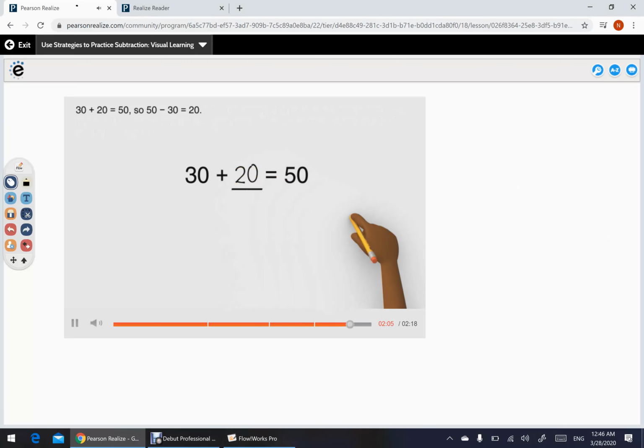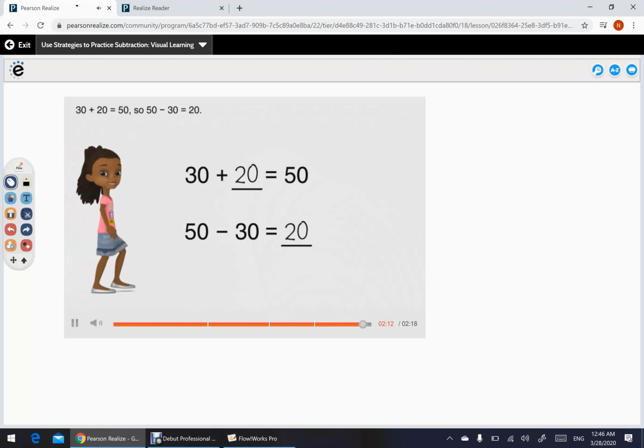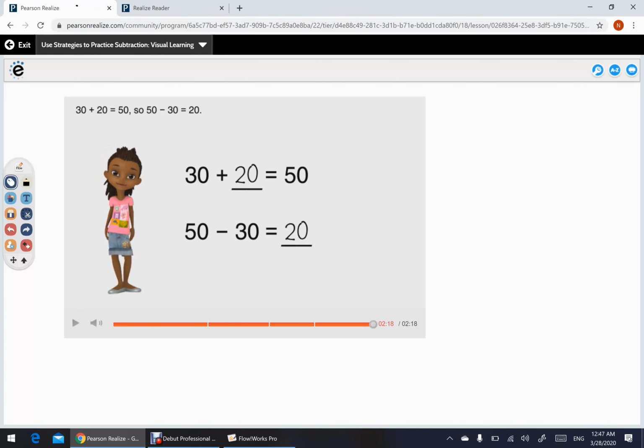30 plus 20 equals 50. So 50 minus 30 equals 20. What's your favorite way to subtract? Okay. So here we are done.